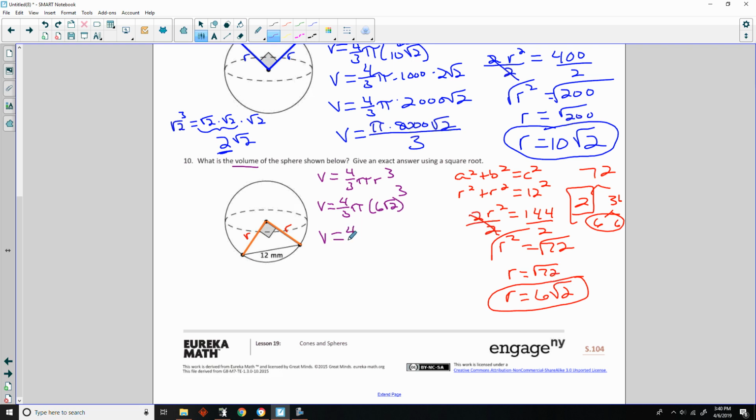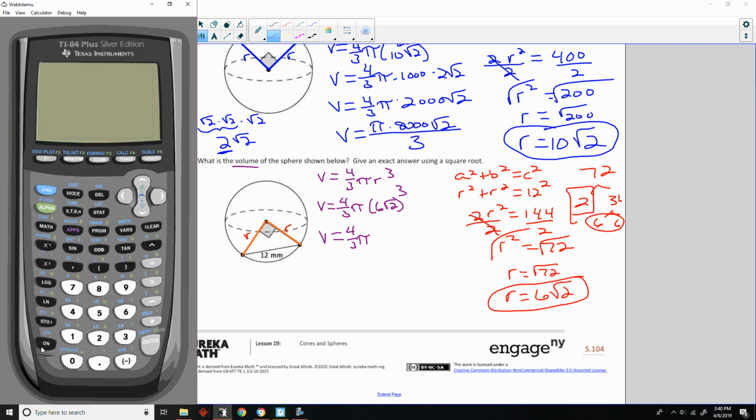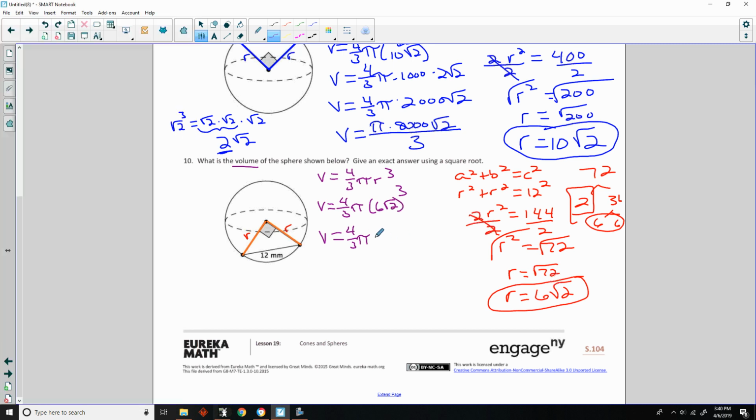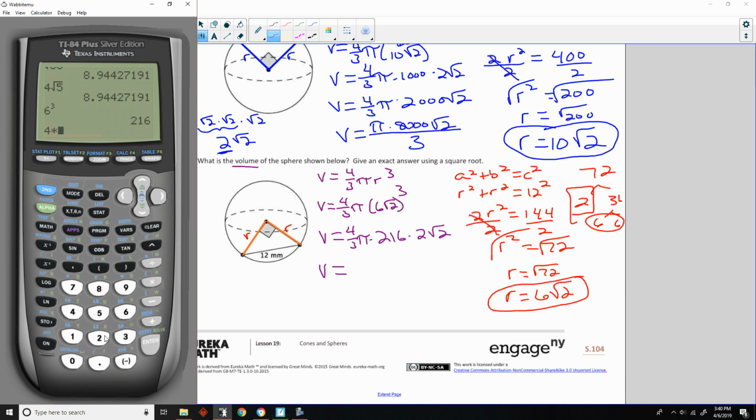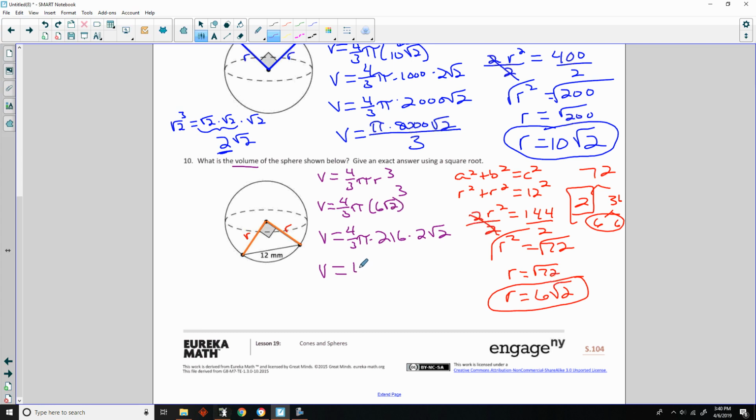Now let's just simplify. 6 cubed, 6 to the 3rd power, 6 times 6 times 6, is 216. 2 cubed, again, is right here. It's 2 square root 2. So the volume of this is 4 times 216 times 2. I'll just do that in my calculator. 4 times 216 times 2 is 1,728 square root 2 pi divided by 3.